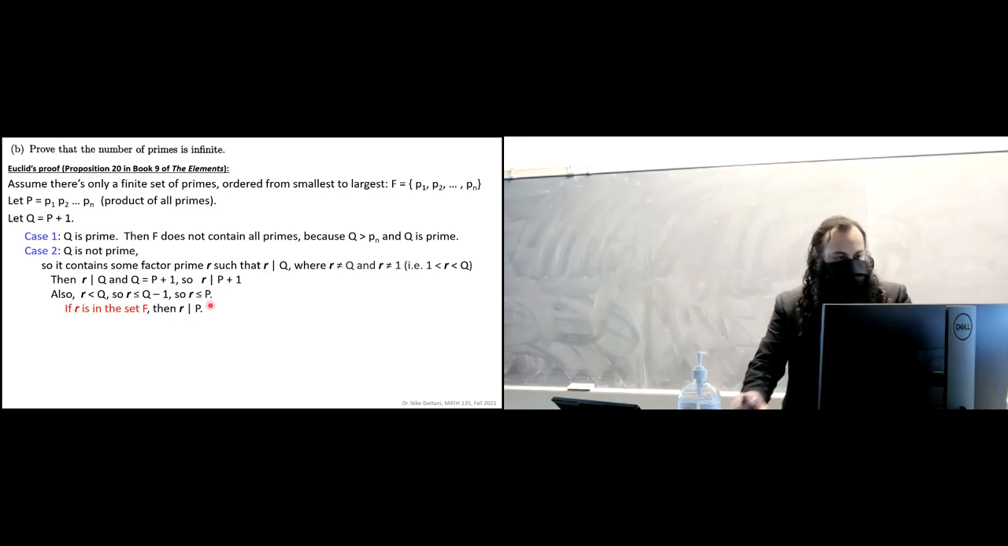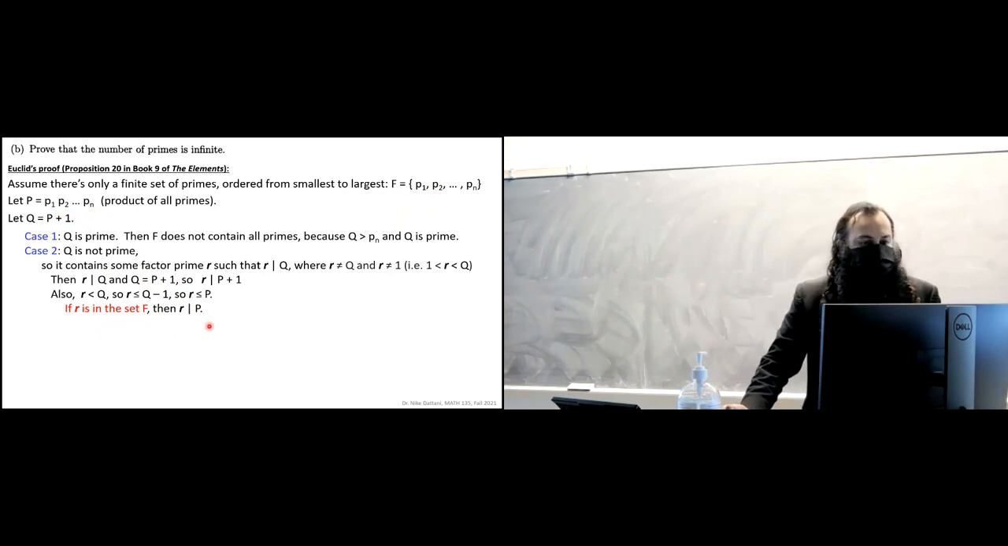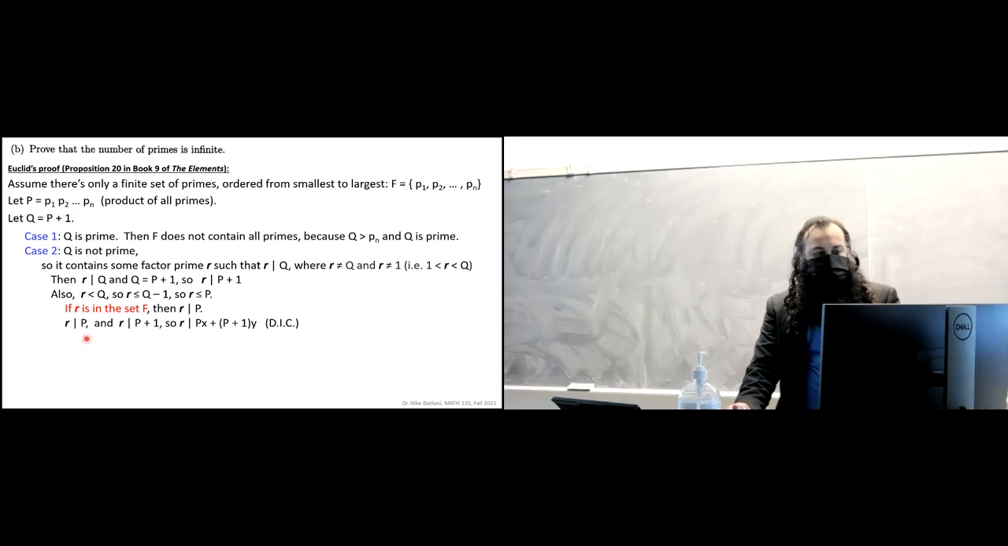All right. So if R is in the set F, then R divides P. Why is that? Because if R is one of these primes from the initial set, then R divides P, because P is the product of all these primes. R is one of the factors in there. Okay. So now R divides P, and R also divides P plus one because we proved that right here. R divides Q and Q equals P plus one. So R divides P plus one.